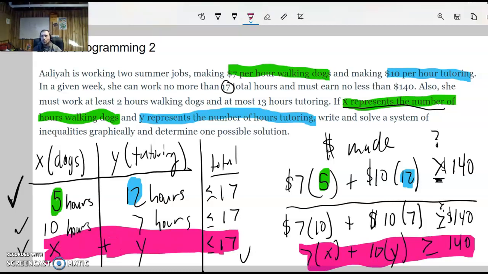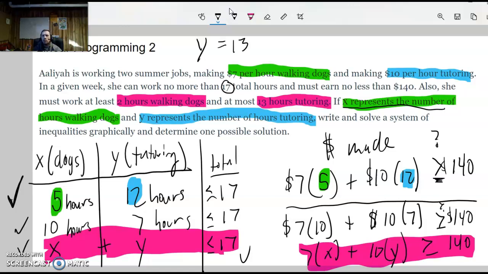So what other equations do we need? What other limits do we have? Also, she must work at least 2 hours walking a dog, and at most 13 hours of tutoring. So how do I say at most 13 hours of tutoring? If Y is tutoring, I need Y to be equal to 13? No. It needs to be less than 13. All right, so less than or equal to 13, because she can't have more than 13.